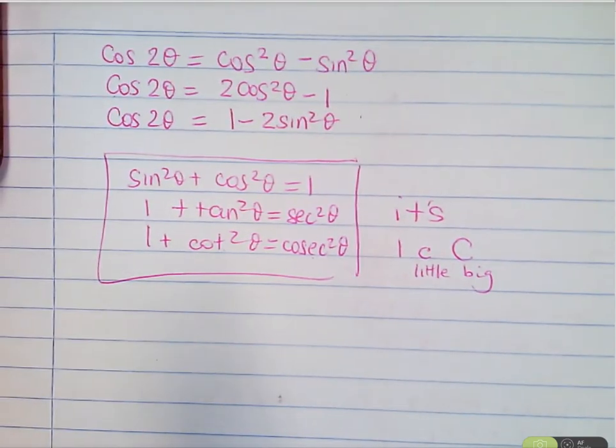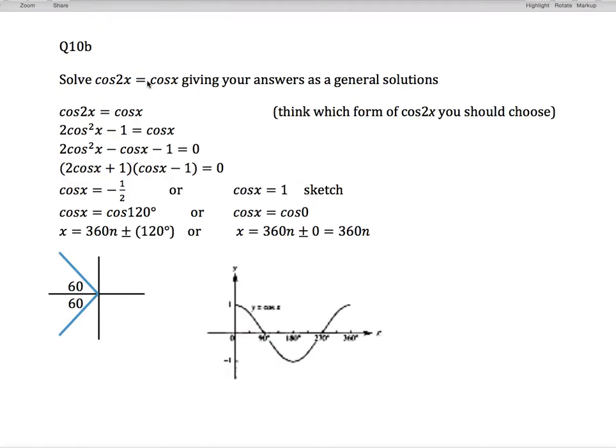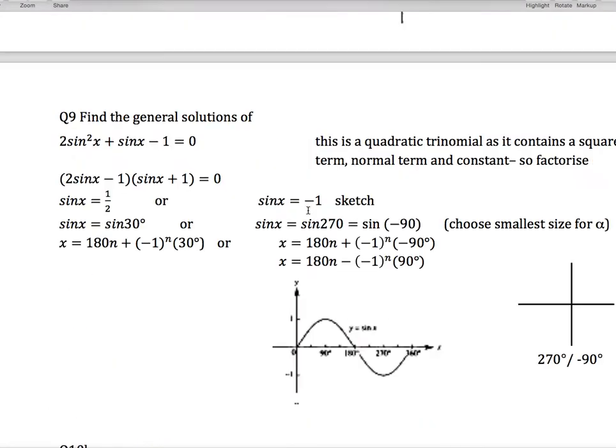Okay. What we're discussing is that if you put cos to the minus 1 of negative a half, say here, the calculator will spit out 120 for you. If you do cos to the minus 1 of 1 here, your calculator will work out the 0 for you. If you put, for example, sine to the minus 1 of negative 1, it will do the negative 90 for you. So you actually don't have to work out the smallest angle. If you're putting the negative and the positive in, it will work it out for you.